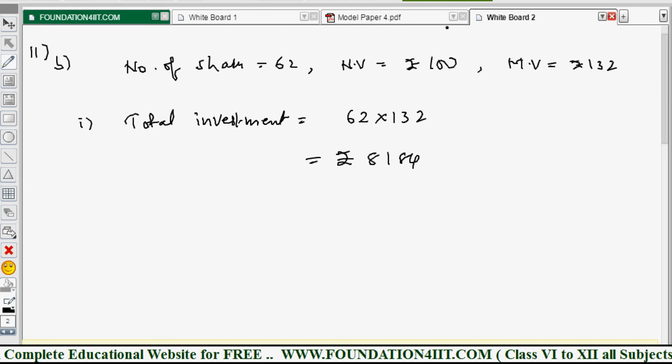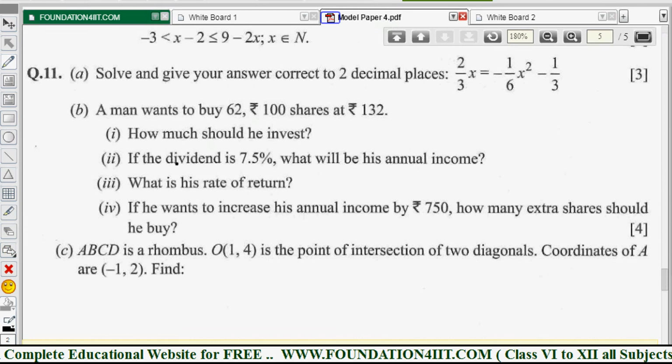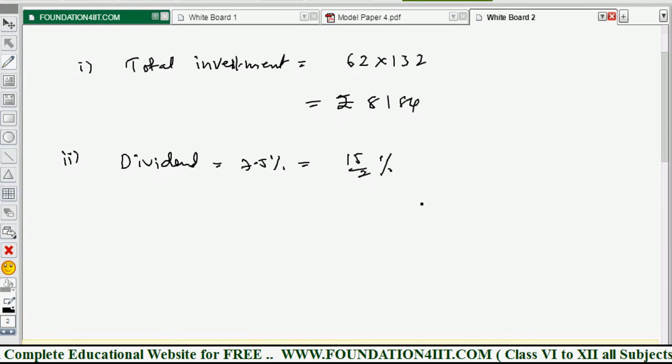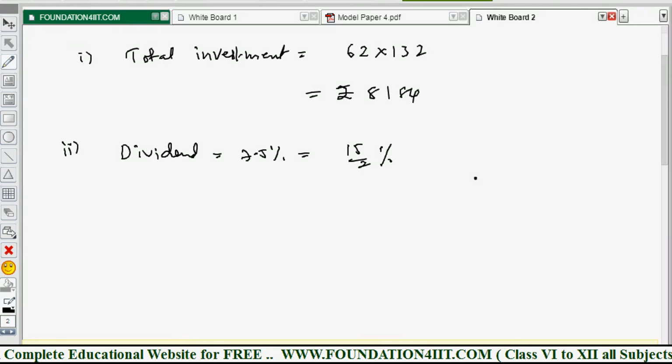Then we can take the next question. If the dividend is 7.5% for the second one, what will be his annual income? So the dividend is given. For the second one, the dividend is 7.5%, that is 15 by 2%. For easy calculations you can take this. And for income from one share, always dividend is calculated on nominal value.